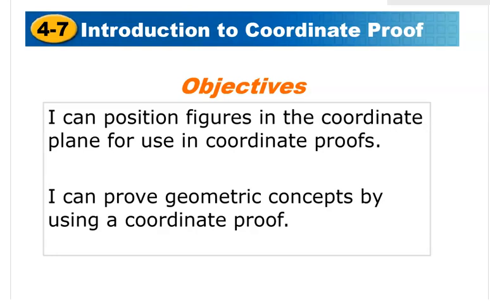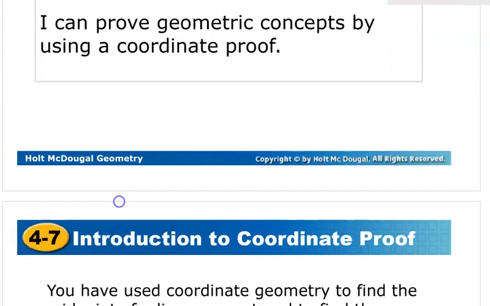Welcome to section 4.7. Our objectives are: I can position figures in the coordinate plane for use in coordinate proofs, and I can prove geometric concepts by using a coordinate proof. Now, you might be scared of proofs by now, but coordinate proofs are actually a little bit nicer because you just make a claim at the beginning. You do a bunch of math, just simple equations like the distance formula, and then you make your final claim at the end. So it's a very loosey-goosey proof, and you might like these a lot better. So don't be scared of it.